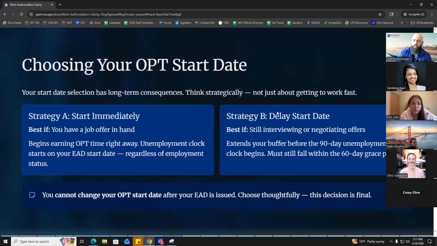In terms of picking when you apply and what OPT start date to request, let's say that my program end date is May 15th. I can apply for OPT with a requested start date of May 16th, the day after I graduate, if I want to start working as soon as possible. I also could choose to request a start date that's a little bit later. Say today it's February 24th.